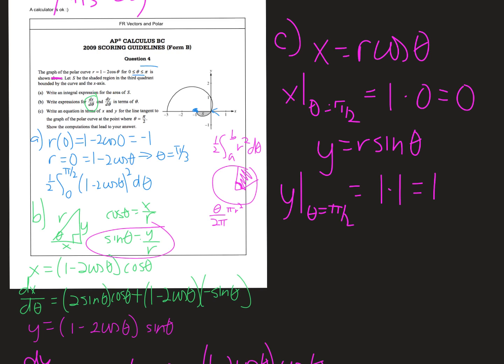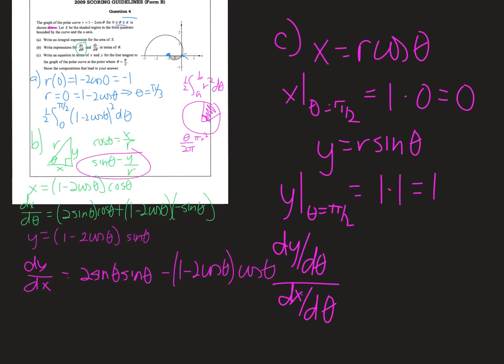So I need to find dy/dx, but I could think of that as dy d theta over dx d theta, right? Just like dy dt over dx dt with parametric stuff. So dy d theta we found already. That's over here.